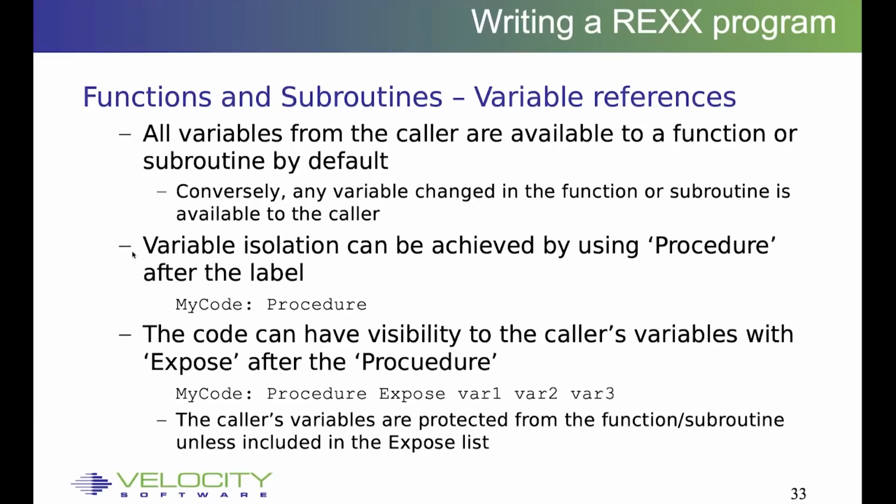Variable isolation can be achieved using the procedure keyword after the label. If you're using variable isolation, you can have visibility to the caller's variables with the expose keyword after procedure. So in this case, I have a procedure here and I'm exposing three variables, and these three variables are the caller's variables that you are being exposed to use in your function or subroutine. Very subtle differences, but important to note.